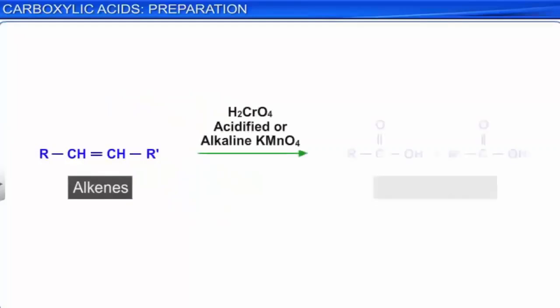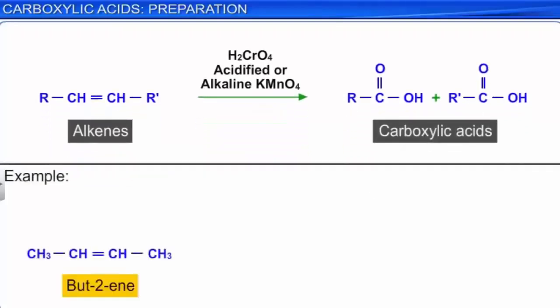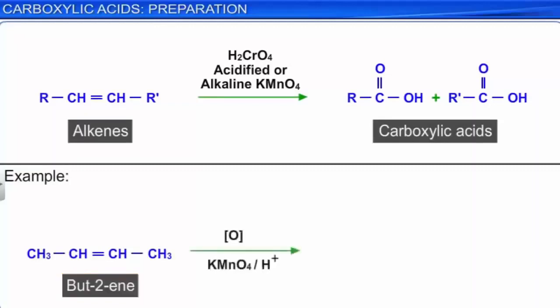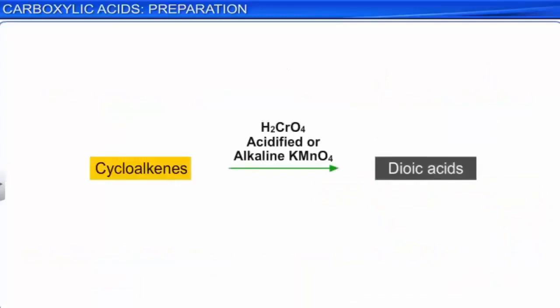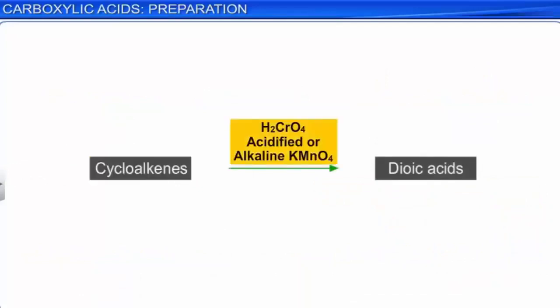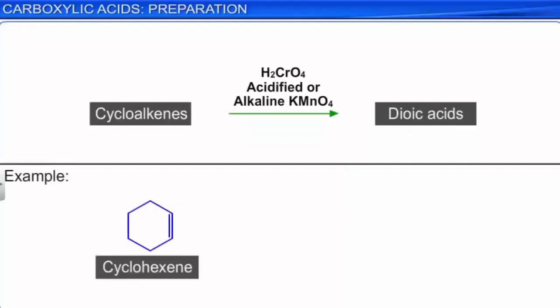For example, but-2-ene on oxidation in the presence of acidified potassium permanganate gives ethanoic acid. Cycloalkenes, on the other hand, are oxidized to dioic acids under these conditions. For example, cyclohexene, on heating with acidified potassium permanganate, undergoes oxidation to adipic acid or hexane-1,6-dioic acid.